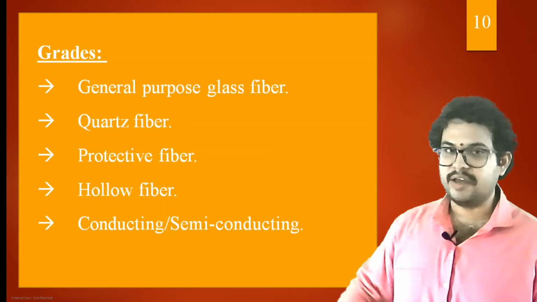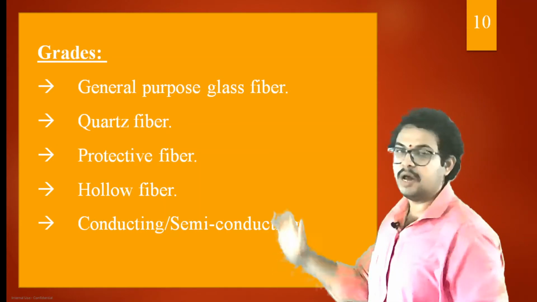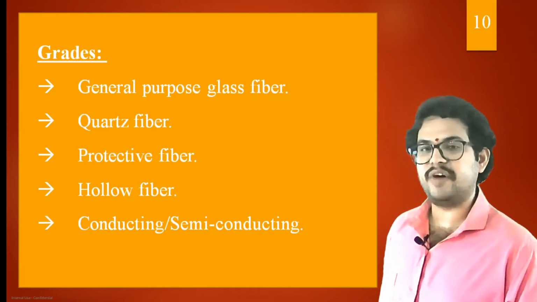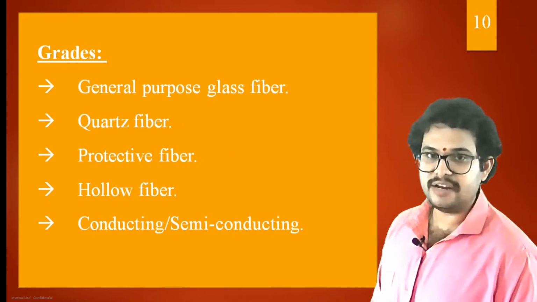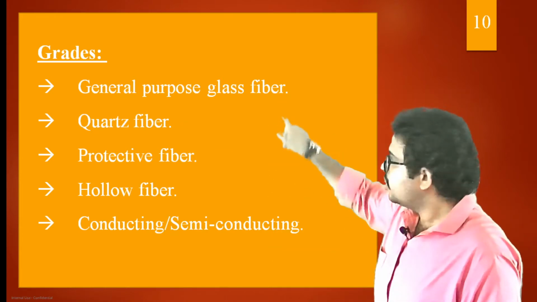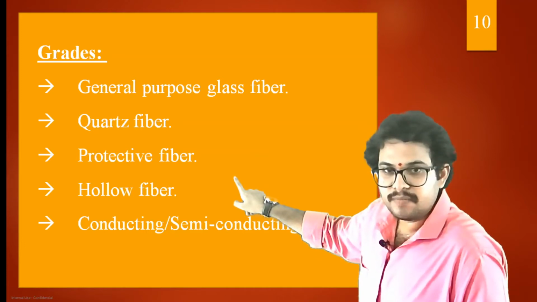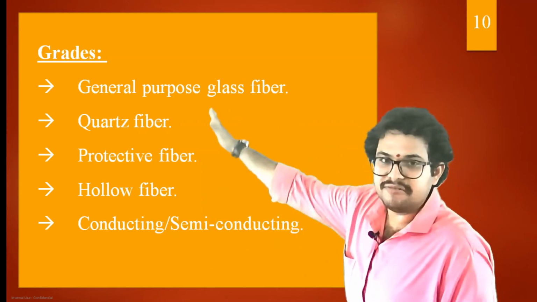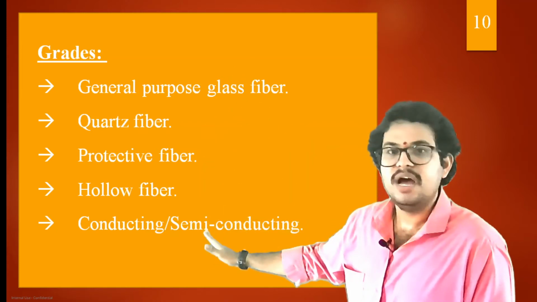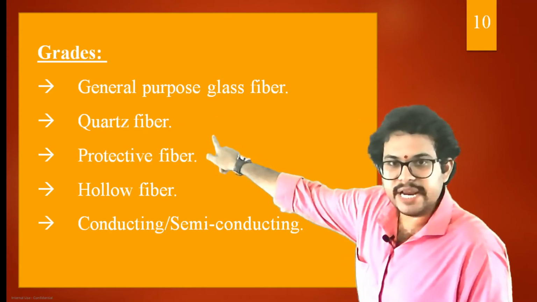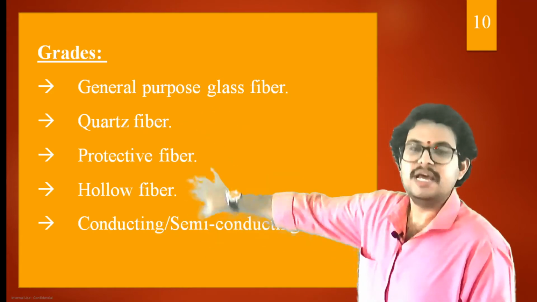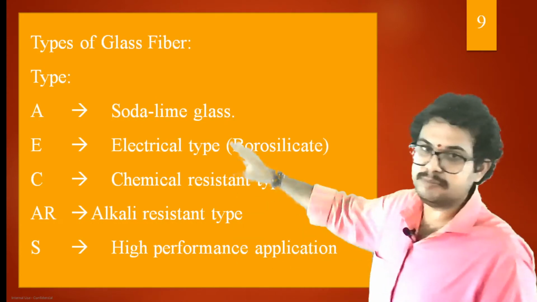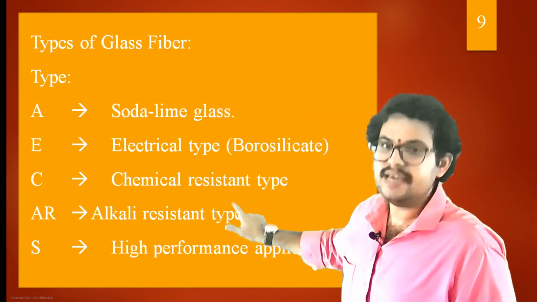Next, according to the grades. Till now we have discussed according to the type, now according to the grades. According to the grades, we are broadly classifying the glass fibers into 5 categories. And what are those 5 categories? General purpose glass fiber, quartz fiber, protective fiber, hollow fiber, and conducting or semi-conducting fiber. So these are the 5 different categories of glass fibers under grades. Basing on grades, we are classifying them into 5 different types, and basing on types, we have categorized it into, sorry, 5 different types, as we are seeing here: A, E, C, AR, and S.